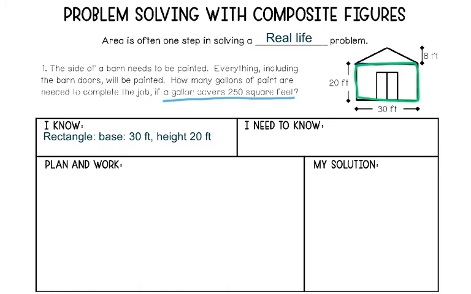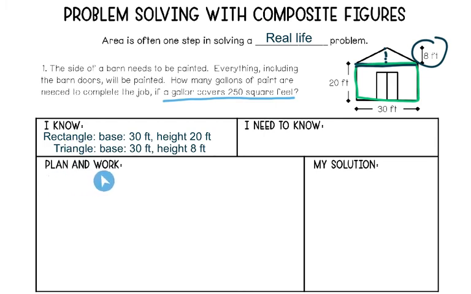Looking at the triangle, I see that it shares the same base with the bottom of the rectangle. So 30 would be the base measurement of the triangle, and the height would be this 8, since that's the length from the tip of the roof to the base. I also know that 1 gallon of paint covers 250 square feet, but we'll get to that later. And I also know my area formulas for rectangles and triangles.